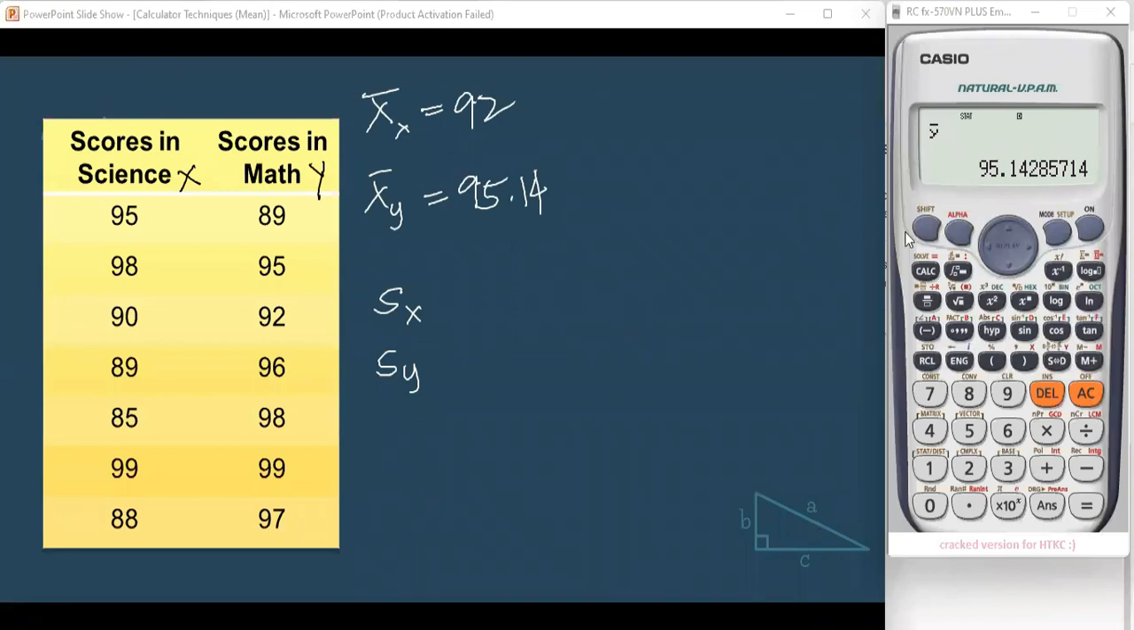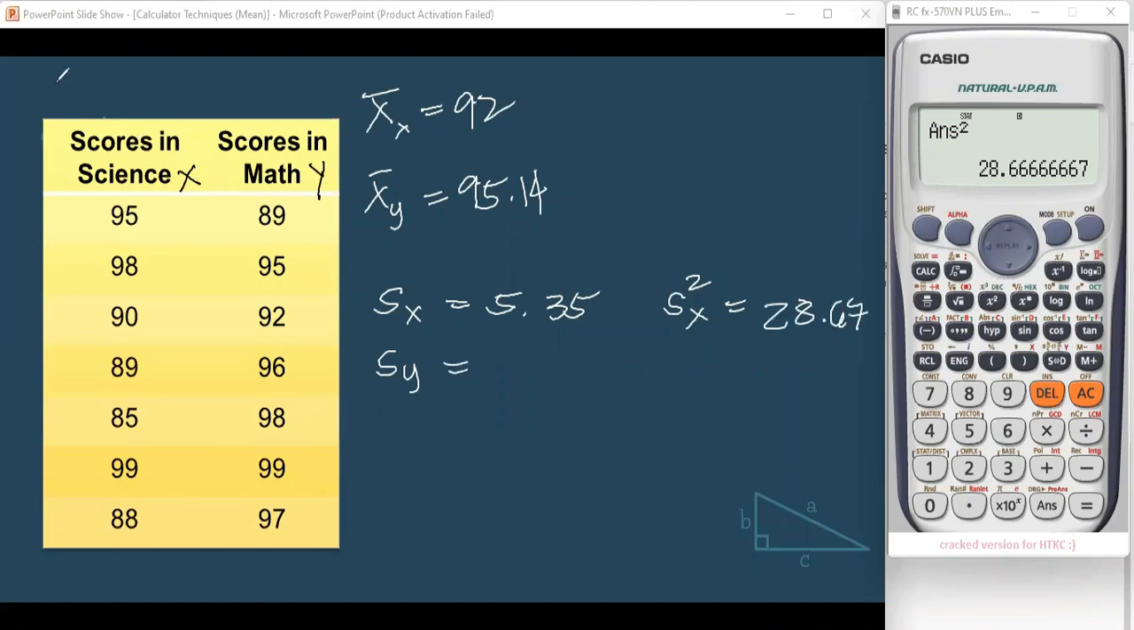Okay, for our sample standard deviation of x, so that is again shift 1, 4. The sample standard deviation of x is denoted by 4. So that will give us 5.35. Now, what is our sample variance for x? So that will give us, ito pong result na to, i-squared lang po natin siya. So that will give us 28.67.